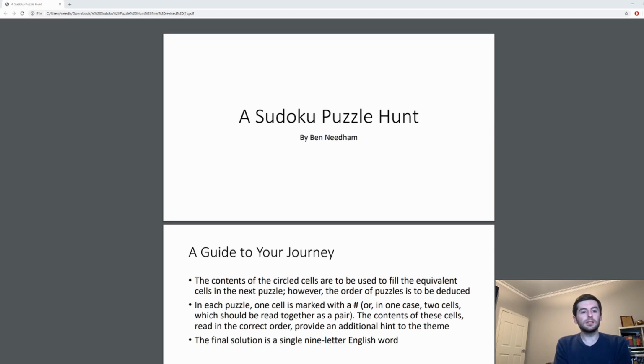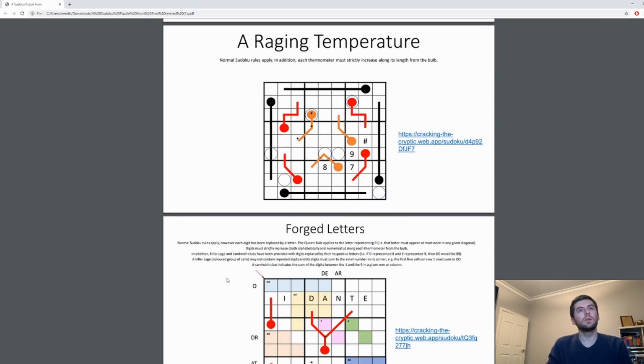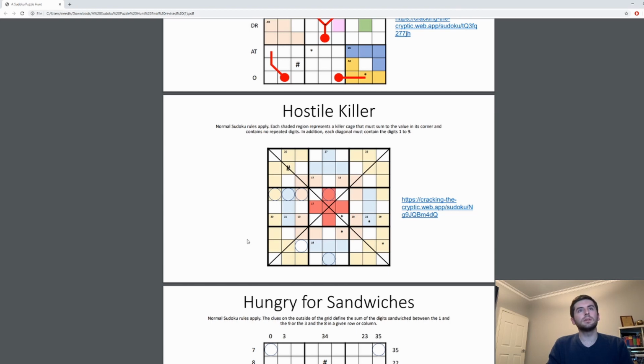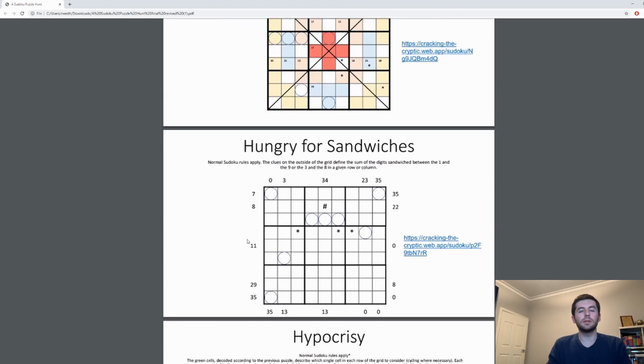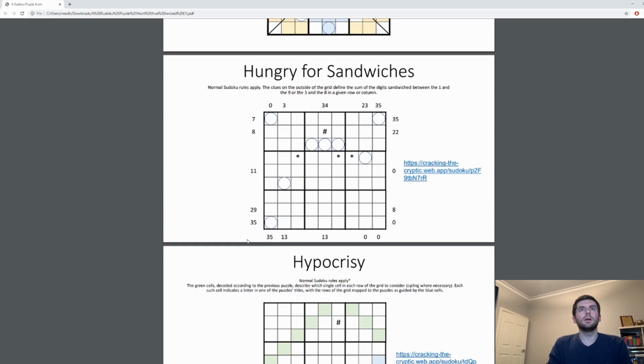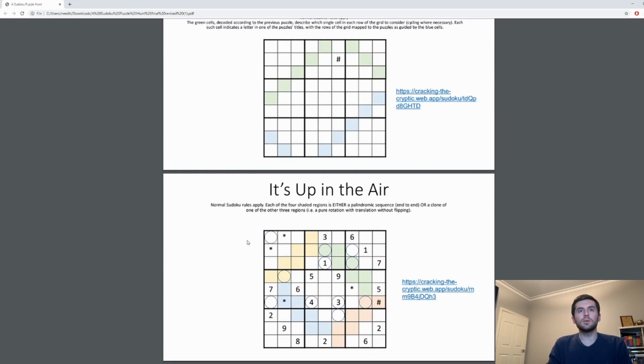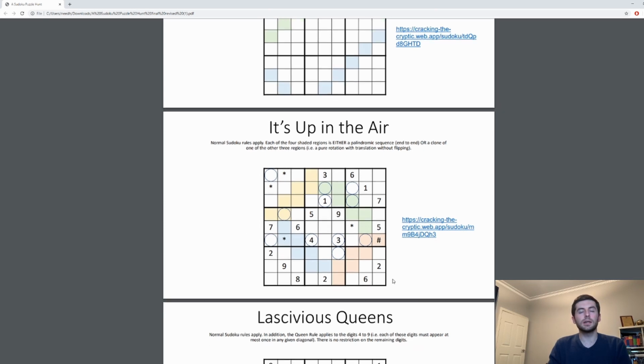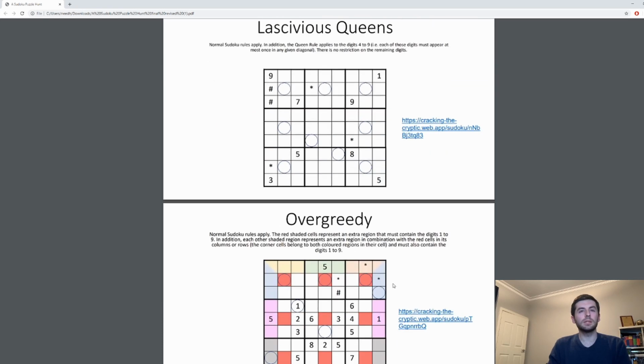Now, onto the puzzle hunt. Here we can see we're given an 11-page document with a title page, some rules, and 9 Sudokus. And as we go through the Sudokus, we can see that they all seem to have different rules and appear to be different variants. In addition to that, we can also see a range of symbols that are in the grids, including these circles, asterisks, and hashtags, which hopefully will be explained to us later.